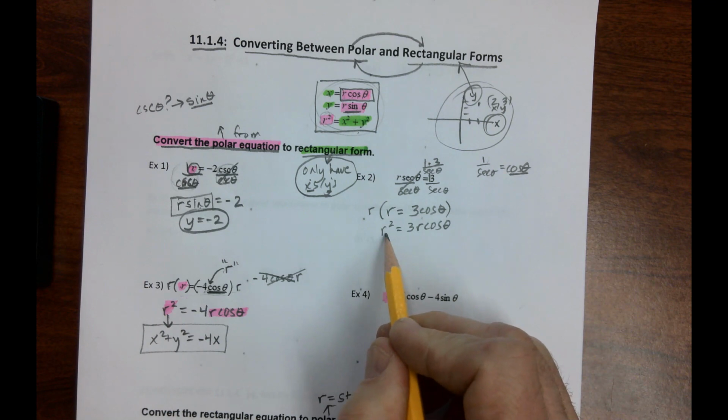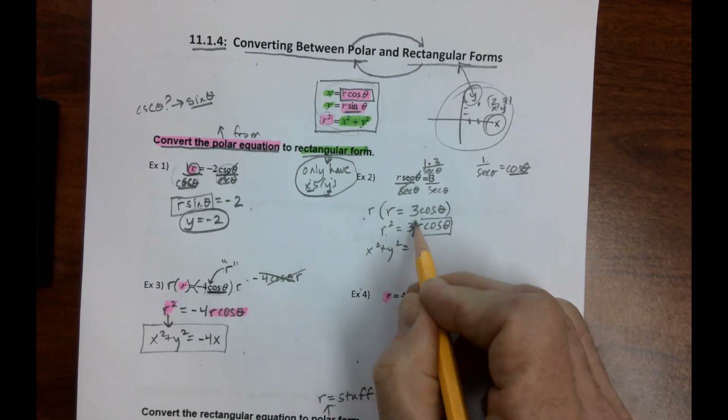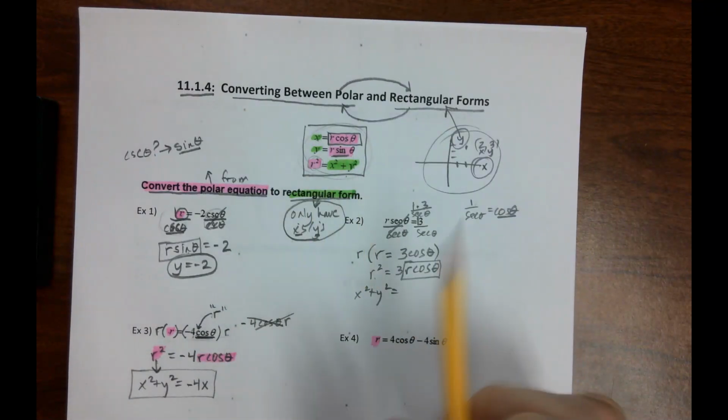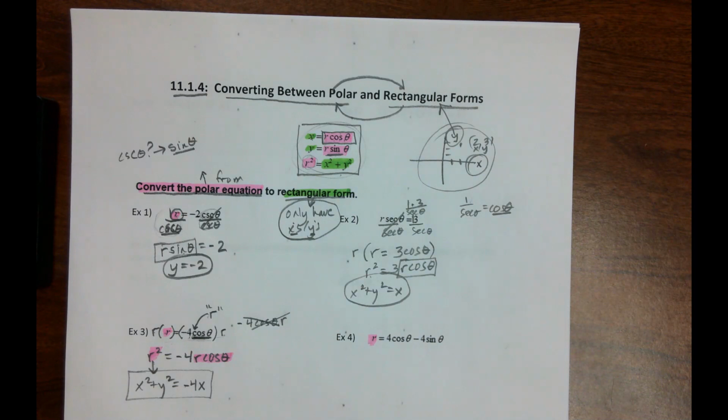What does r squared equal? X squared plus y squared. What does r cosine equal? It's right here. It equals x. And you are done. All right, let's keep going.